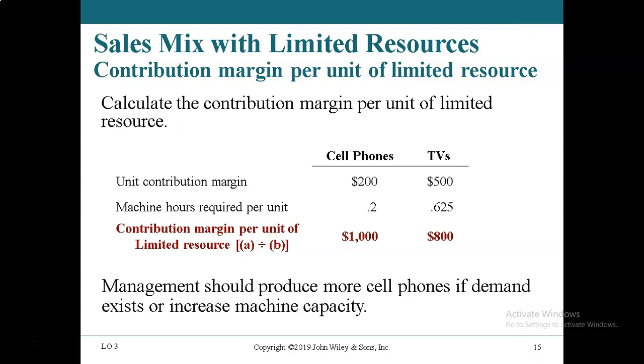Okay, so again, you can see here, management should produce more cell phones if demand exists or increase machine capacity. That means, if you could have unlimited time, obviously you would want to make both because they both are profitable. But if you have limited resources, you'd have to focus on cell phones because that's going to give you the most money per hour.